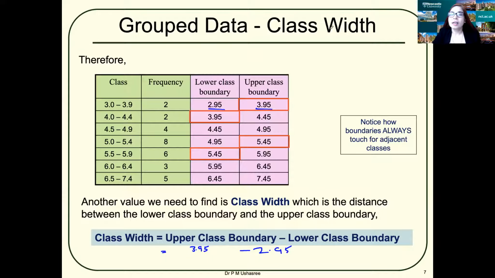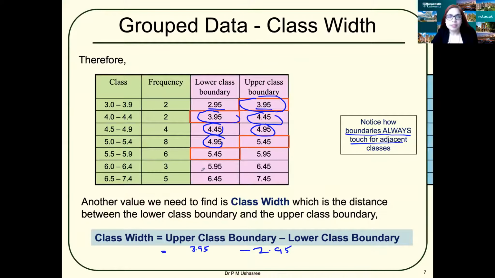One more important thing: the boundaries always touch for adjacent classes. Look at that. It's overlapping. The upper class boundary of this class is the lower class boundary of the next class, and so on. Unlike the bar graph, here the boundaries overlap.